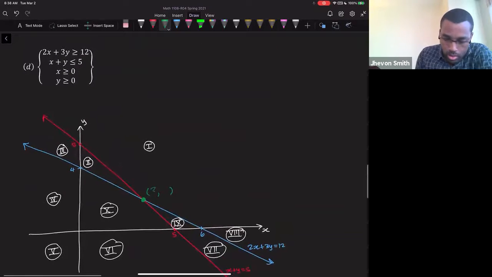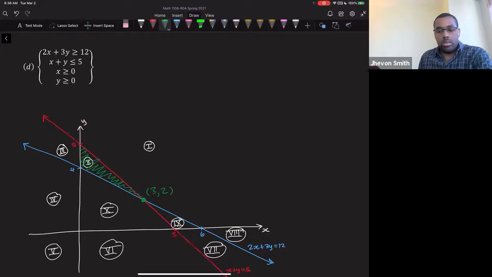This one? Region 2. That one says we want to be above the blue line, but below the red line. So that's the only region that's going to fit. And of course, it goes without saying in all of these examples that we want to be in the first quadrant, because of x greater than or equal to 0 and y greater than or equal to 0. So we're always looking in the top right quadrant.